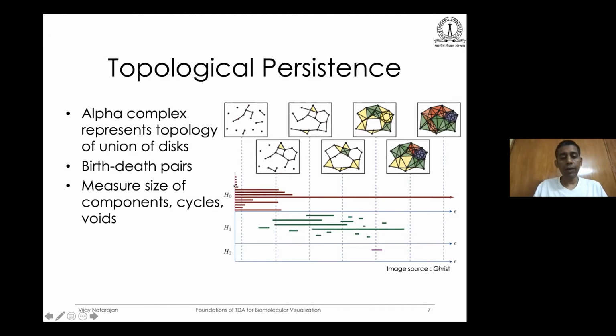The red shows the evolution of the connected components. And so you see that at the end of time, at infinity, there is still one connected component that survives. The green shows the birth and death of tunnels, one-dimensional cycles. And the length of these green intervals shows the lifetime of these tunnels. And what you see down below is the two-dimensional tunnels, which are voids. So this notion of topological persistence, there is much algebra and topology hiding in the background here. They help us measure the size of components, cycles, and voids.